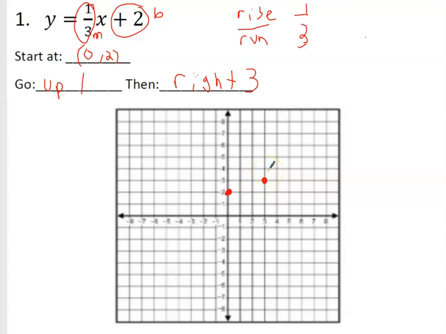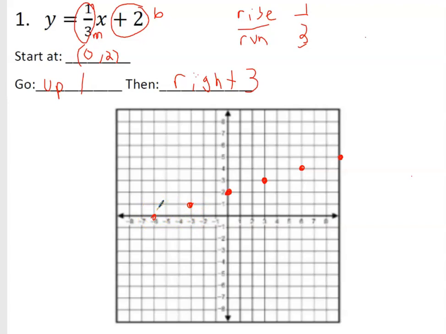And now at this point, we can do that again too. We can do that as many times as our little heart desires. We can go up and right forever and ever. And the opposite of that is we could go down and left, but we can put as many dots as we want to.